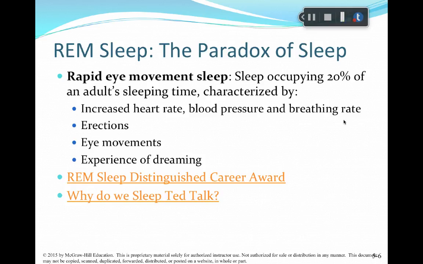So what is REM sleep? REM sleep is when you have increased heart rate, blood pressure, breathing rate. This is when you experience dreaming. If you've ever held a newborn baby, you can see their eyes moving back and forth. You can see this with adults too.